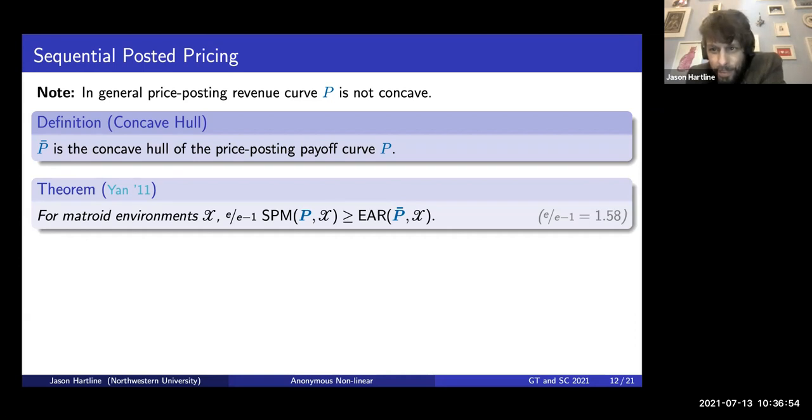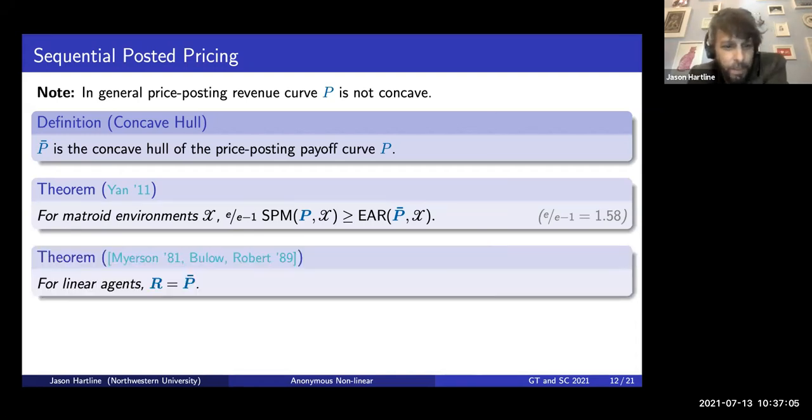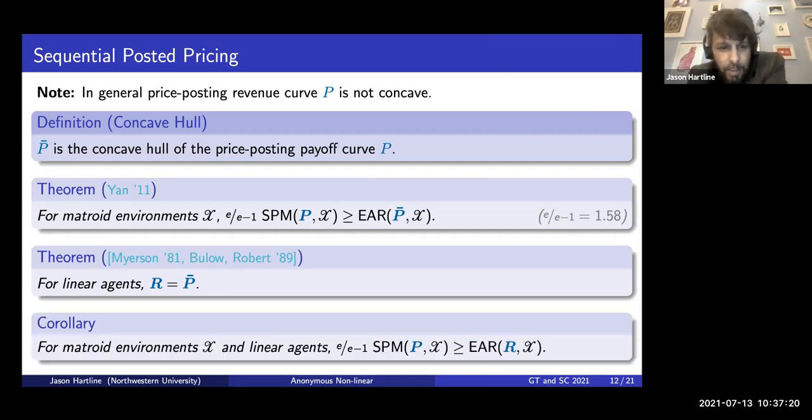Okay, this follows from a standard result for linear agents where revenue curves are given by these quantities. For linear agents, in fact, the optimal revenue is given by the convex hull of the price posting revenue. A corollary of that is that if the optimal revenue is given by the price posting revenue, then if you look at my equation, I can swap the ex ante relaxation revenue for the concave hull of the price posting revenue curve, P bar, with the revenue curve because they're equal. And so I have the result that says that my sequential posted pricing mechanism is an E over E minus 1 approximation to the ex ante relaxation, to the optimal revenue.